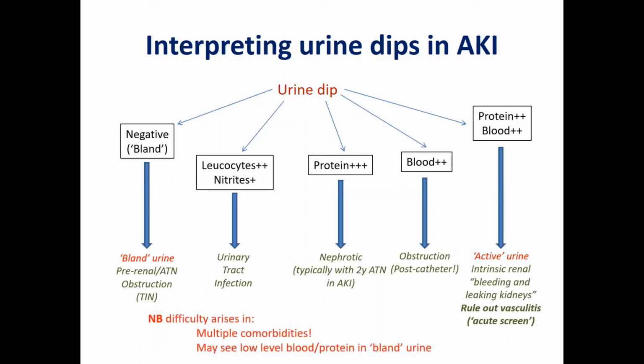Of course, the difficulty arises if there are multiple comorbidities. If someone already has, for example, diabetic nephropathy, they may have blood and protein at the best of times. So how do you interpret another insult on top of that? That can create a problem. What you sometimes see is just a little bit of blood and protein, maybe 1+ blood, 1+ protein in bland urine. That's because the kidneys are injured, which means they do leak a bit of blood and protein. So a little bit of blood and protein doesn't necessarily change our opinion on things.